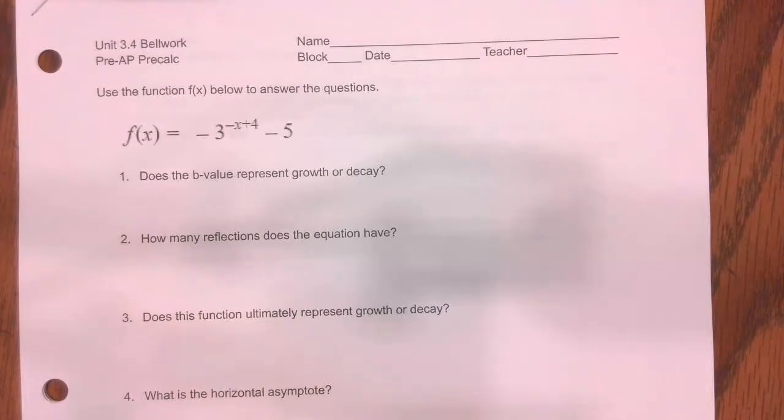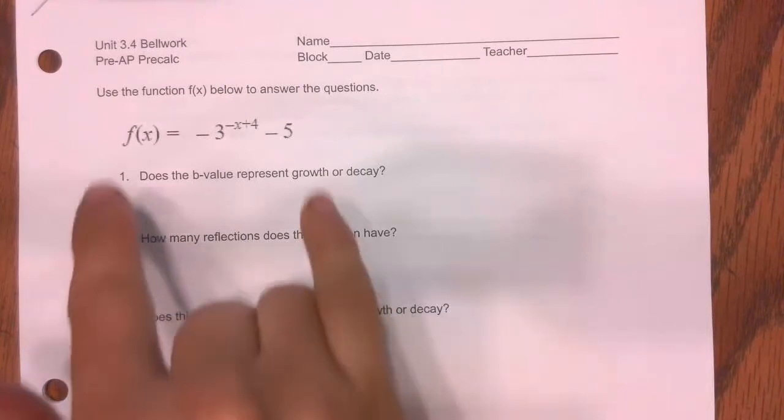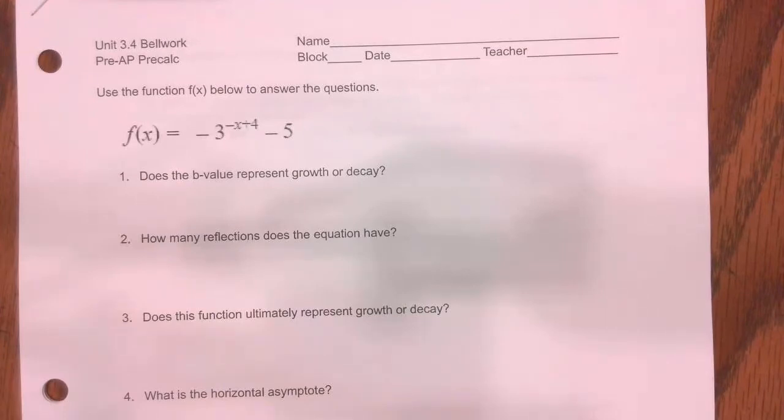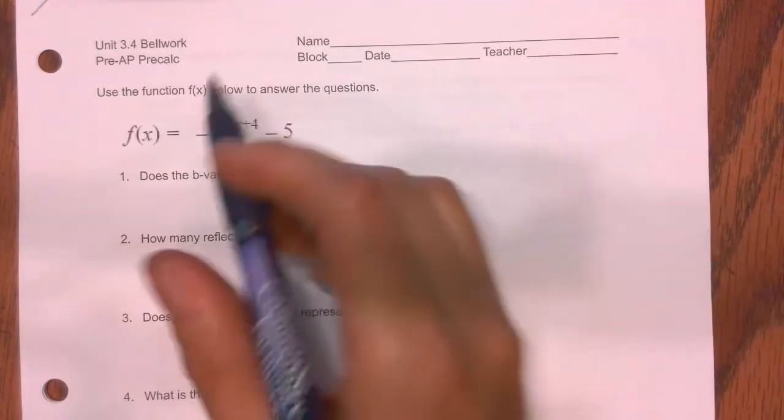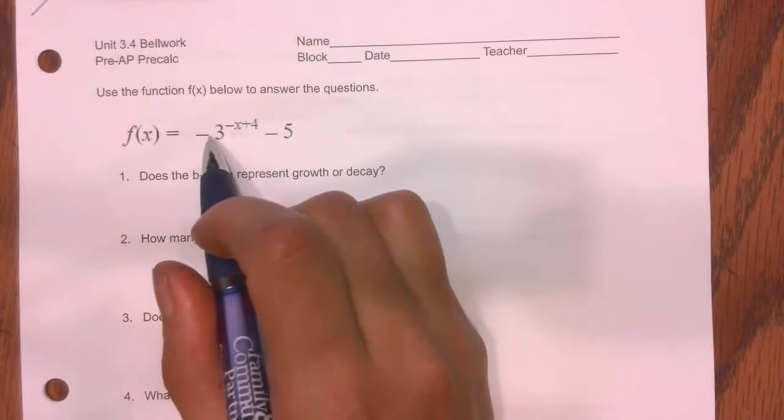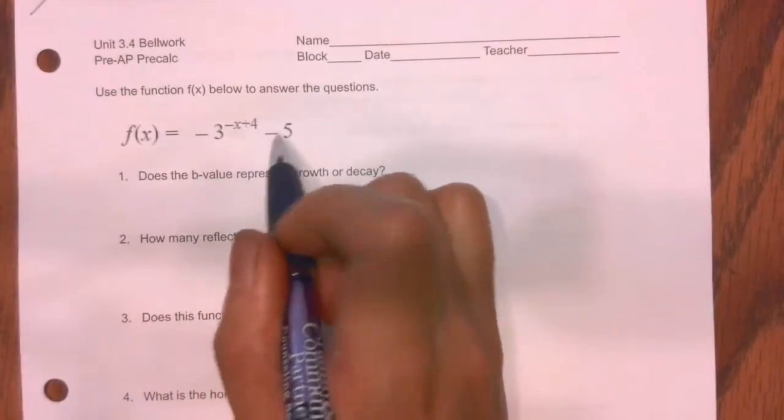Use the function below to answer the question. So this is actually review from the last lesson, so let's go. I have f of x is equal to negative 3 raised to negative x plus 4, minus 5.